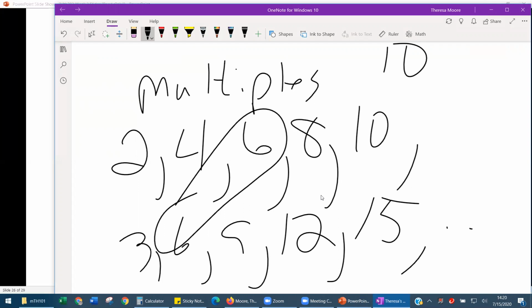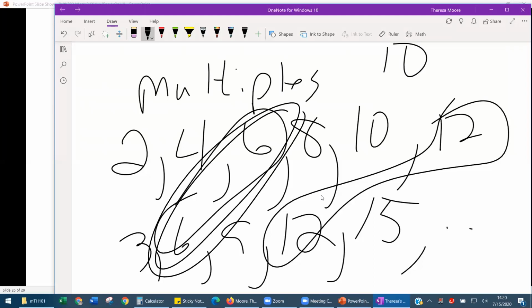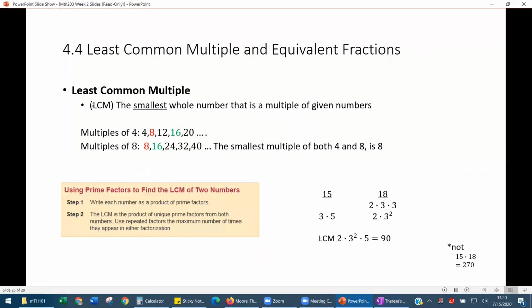But if we kept going with the 2s, another common multiple is 12. So right now we're showing 2 multiples that are common. Well, the least common is the smallest common. So 6 is the smallest common multiple of 2 and 3. The least common multiple is the smallest whole number that's a multiple of any given number.